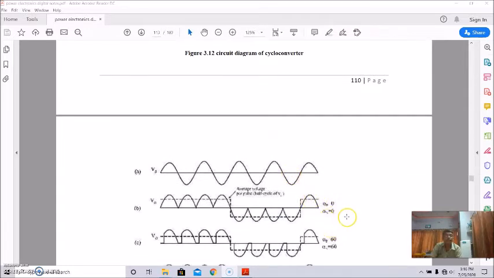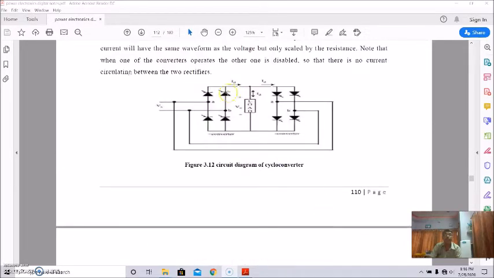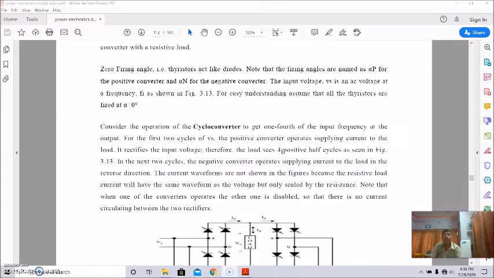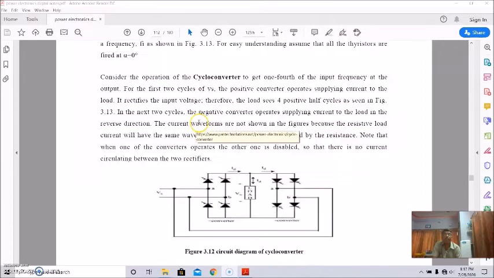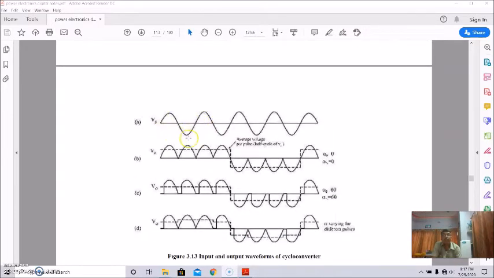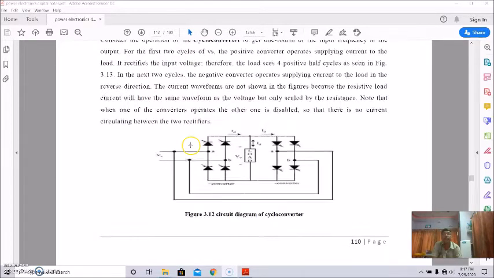This is alpha P, this is alpha N. Alpha P 0, alpha N 0 for negative converter. That is, if it is positive, then it is negative converter. Okay, so actually the input voltage Vs is an AC voltage at input frequency f_s, that is shown here. This is the input voltage at a frequency of f_s.